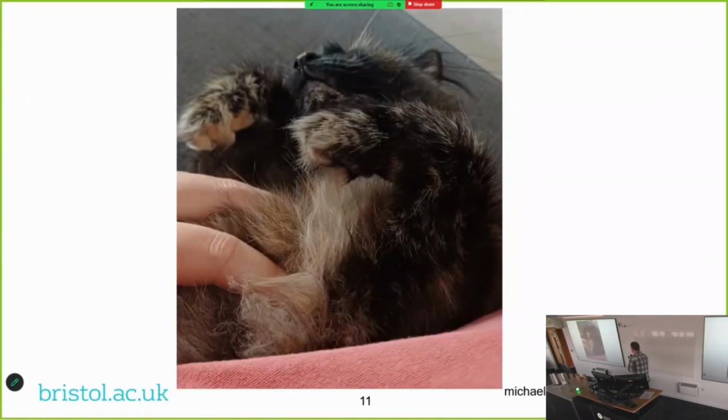Here's a picture of my cat. I thought it was needed on such a heavy topic, but she is a princess.